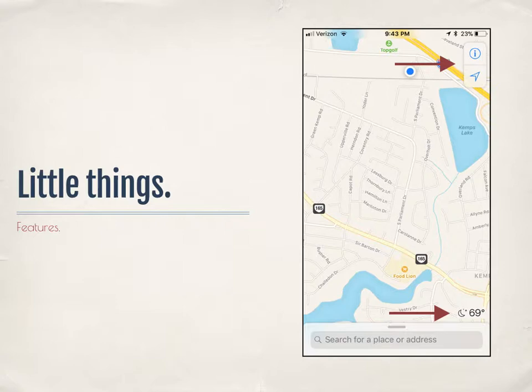The last little icon is the temperature icon that is shown at the bottom of the screen. It shows you the temperature, and then it shows you if it's nighttime or if it's raining or sunny out, which is kind of cool.